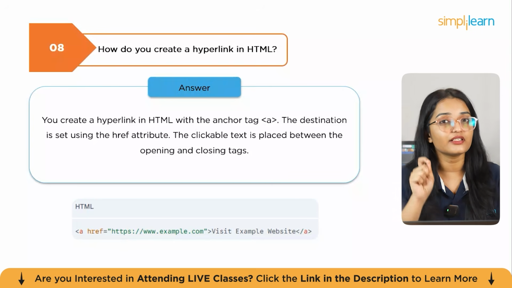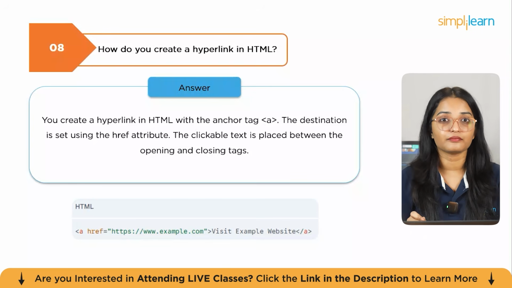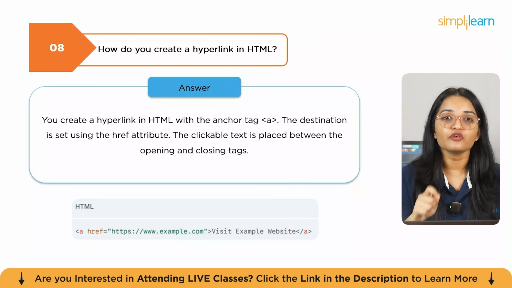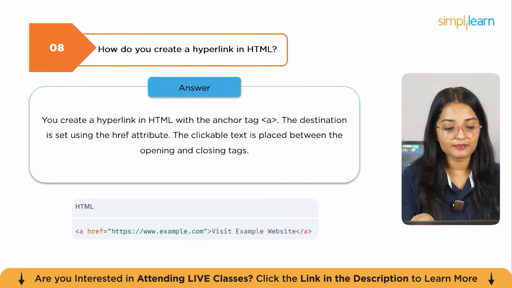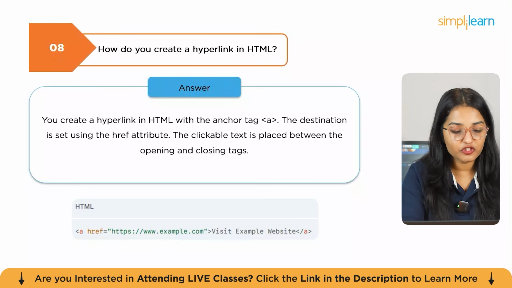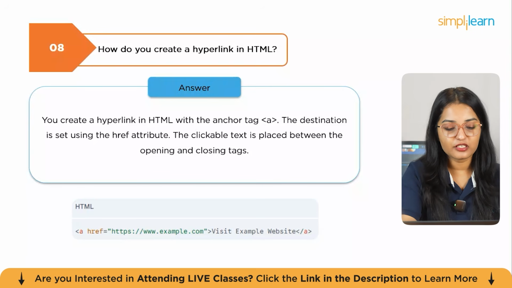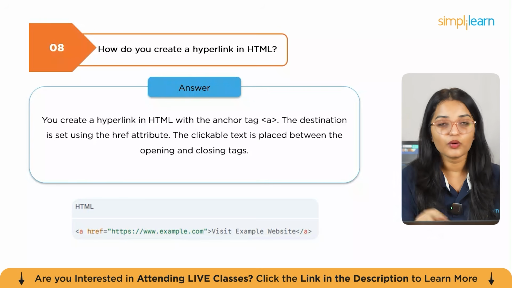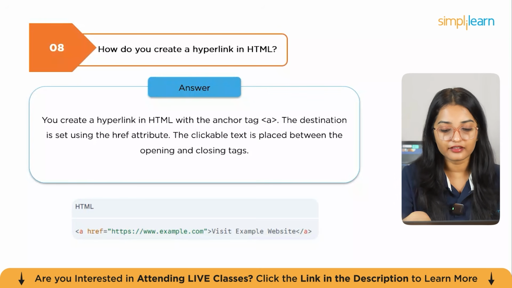Now, when they click on the text, visit our website, they are directed to the website. So you can see here how it's mentioned. It's starting with href, http www.example.com, closing tag. Again, we have the text visit example website, and then A with a slash, the final closing tag.